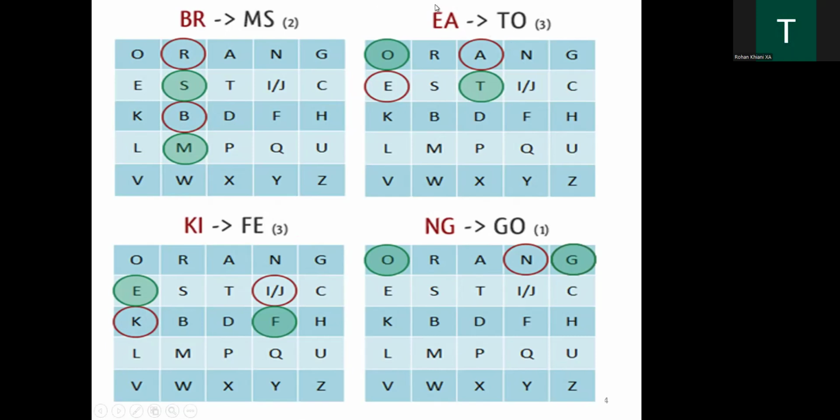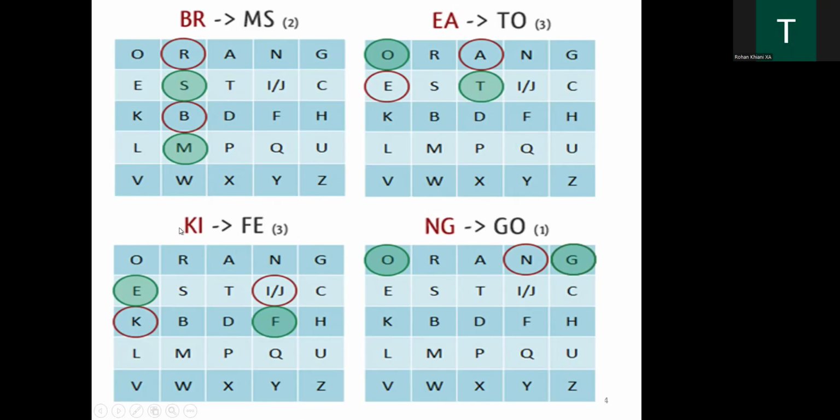Next characters in the plain text are E and A. Our plain text is BREAKING. The first two characters we have used. Now the next two characters are E and A. If you see E and A, the values of E and A in the key matrix are neither in the same row nor in the same column. Therefore, we have to simply take the characters of the intersection. So the intersection characters are T and O, and our ciphertext will become TO.